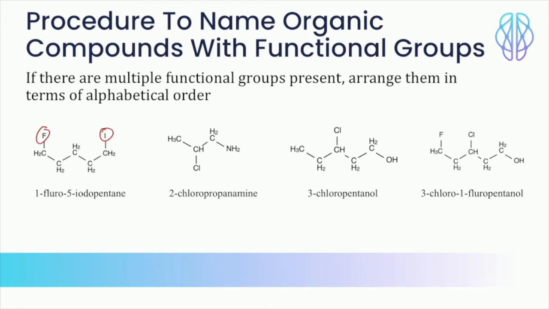Next, we need to number these functional groups. So starting from left to right, 1, 2, 3, 4, 5. And that works. So in this case, it doesn't really matter because they're on either ends. So we'll just stick to this.